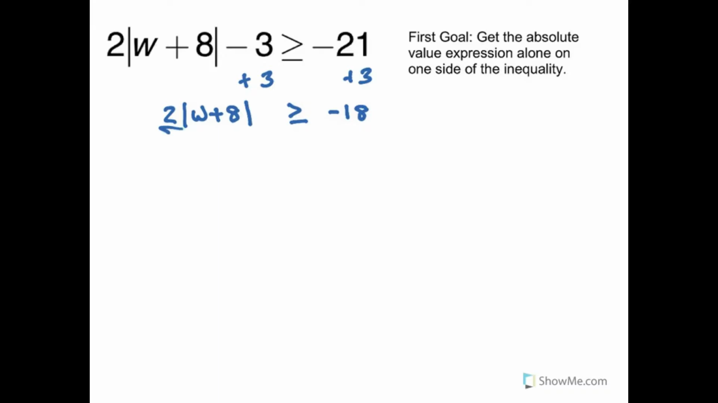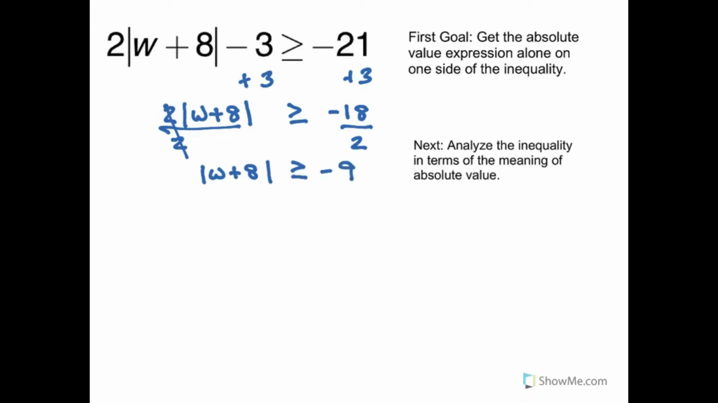Now we're going to divide by 2. Since 2 is positive, we do not have to flip the inequality, and we end up with the absolute value of w plus 8 is greater than or equal to negative 9. Now we want to figure out this inequality. What does it mean in terms of the absolute value?